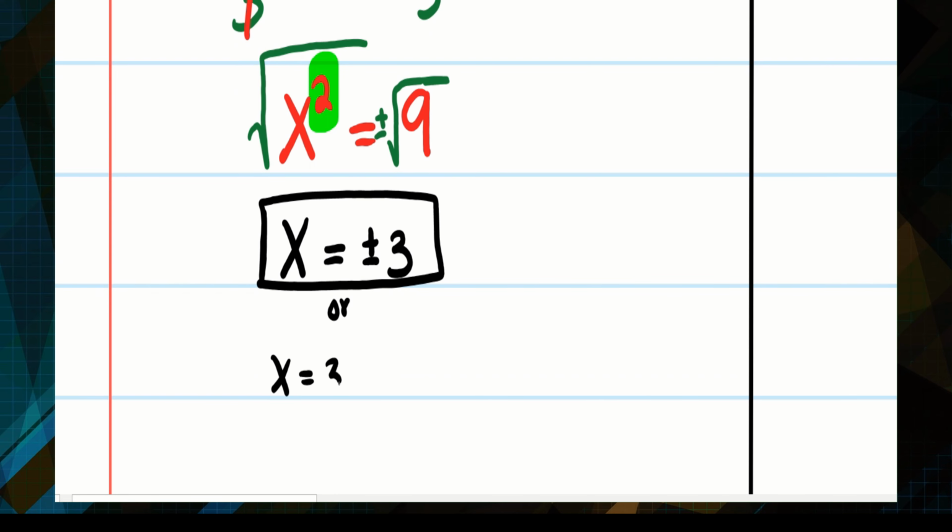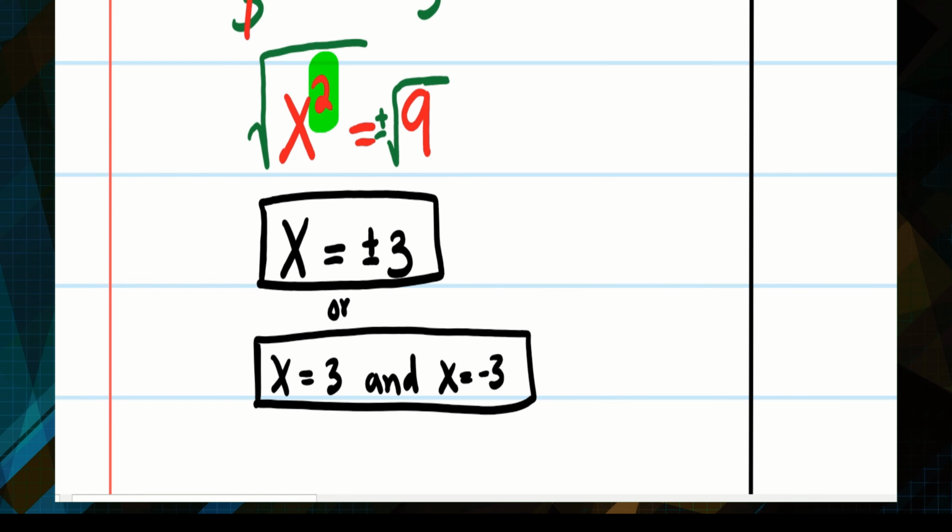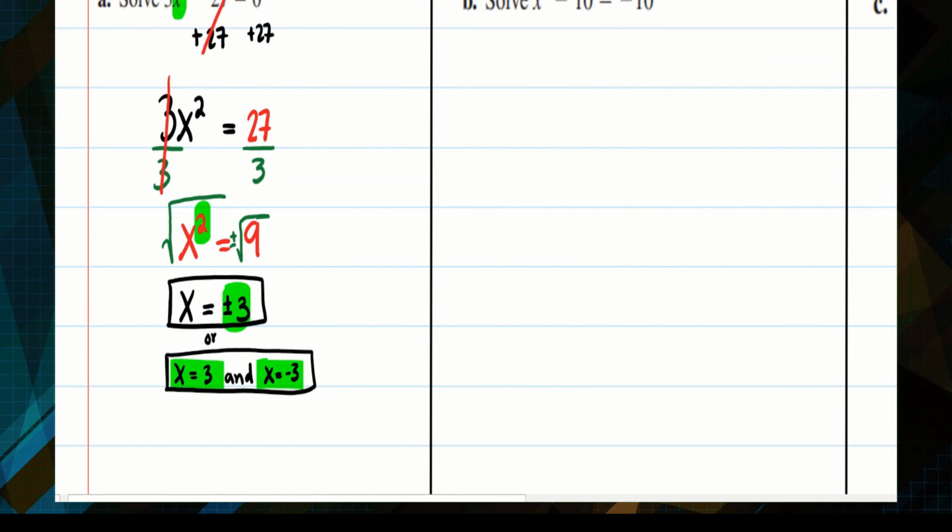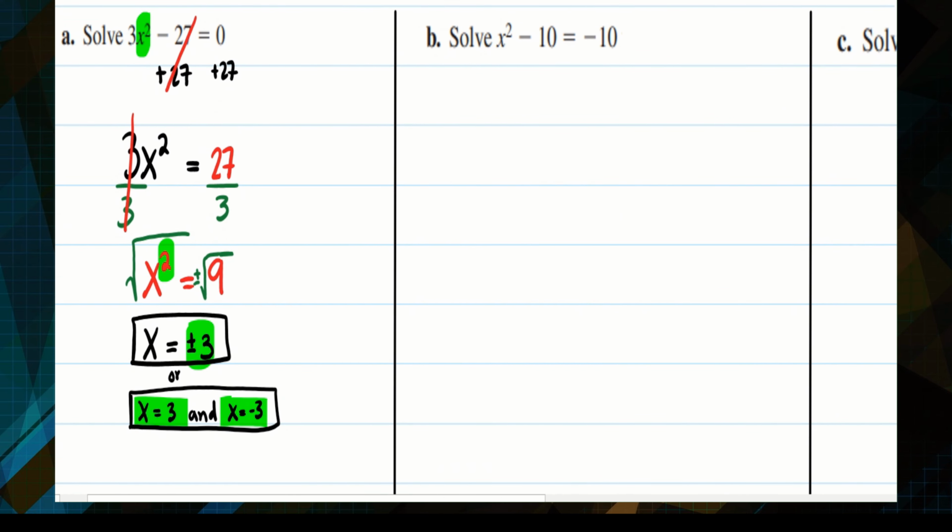And I always want you to include the plus or minus in front of a number when you take the radical of it. A different way you can write it is as x equals 3 and x equals negative 3. So you can do it in either format there. So you get to choose whatever you feel more comfortable with.